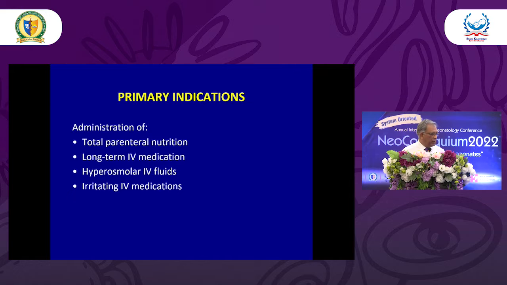The primary indications for insertion of a central venous line is that it is used for total parenteral nutrition. It can also be used for long-term intravenous medication, long-term, not short-term. It is also used for giving hyperosmolar intravenous fluids.